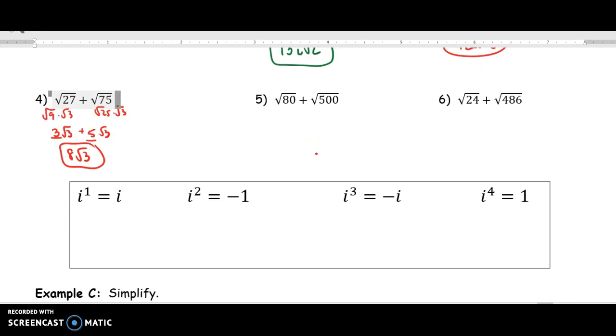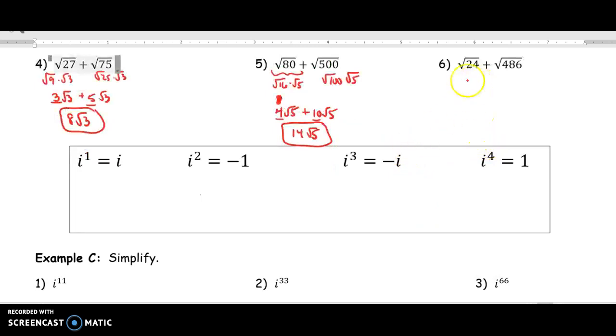Now the next one. How does root 80 break up? It's going to be root 16 times root 5, which gives you 4 root 5. And this would be root 100 times root 5, which gives you plus 10 root 5. And now 4 plus 10 gives you 14 root 5.